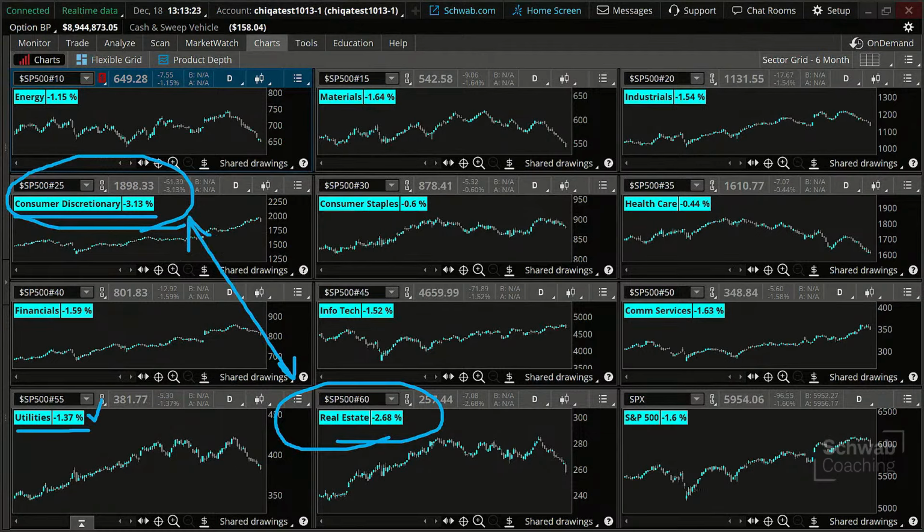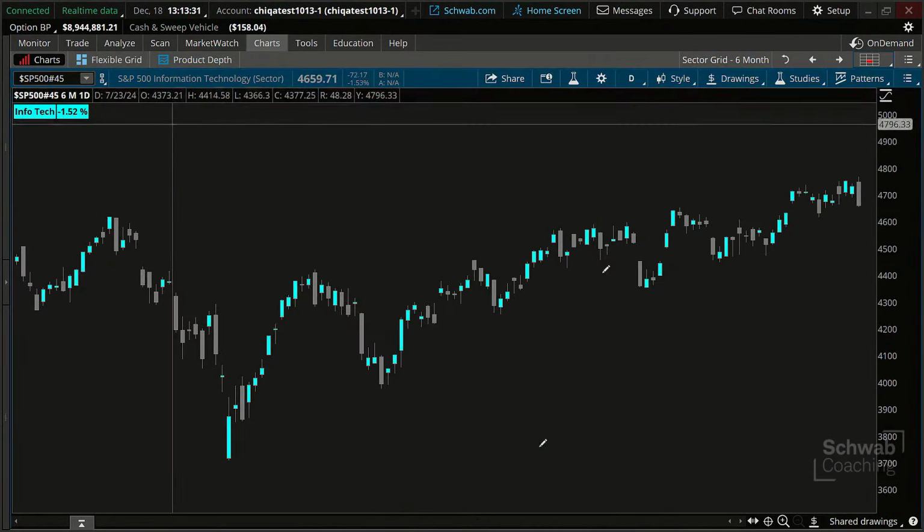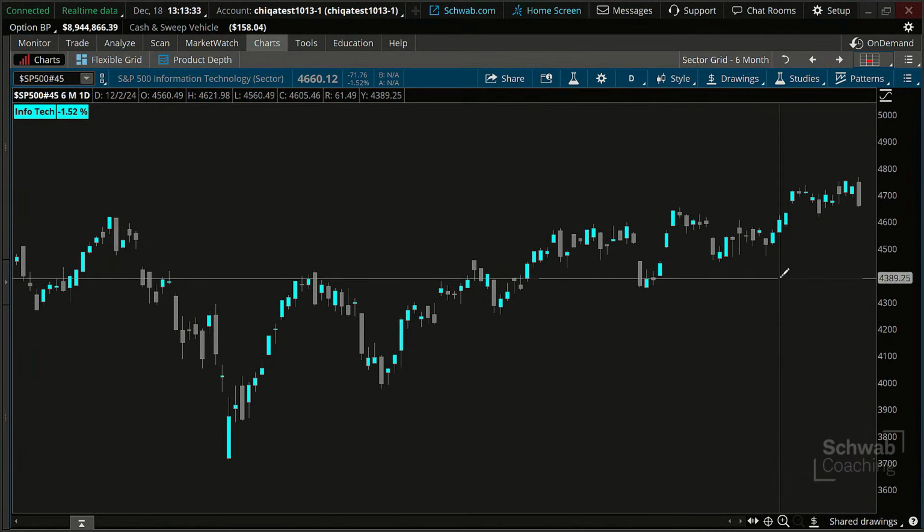Interesting too, I did want to take a look at some of the, let's see, here's Infotech. We'll look at this first, but then I want to look at the NDX as well. Okay, so we're trading right down to this level.